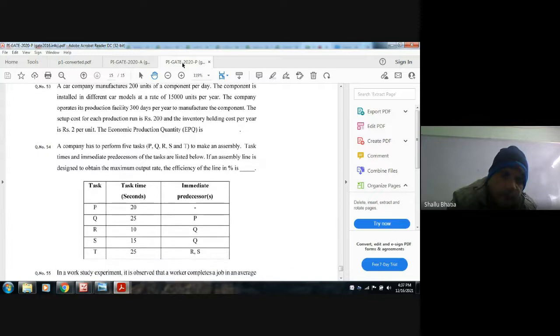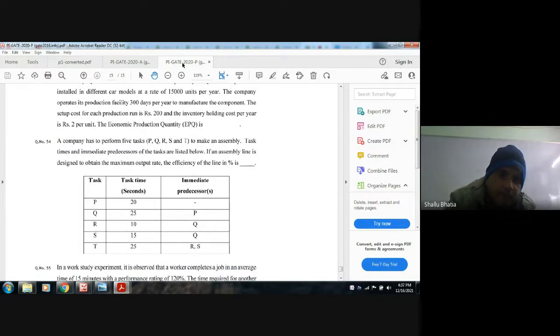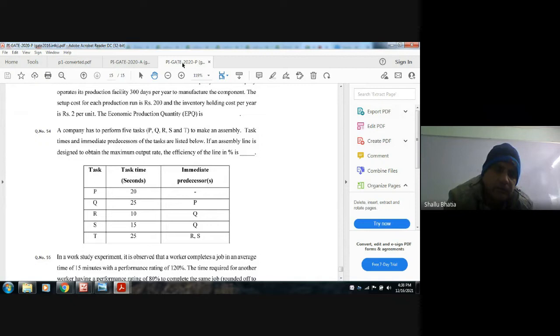Next, the company has to perform 5 tasks P, Q, R, S, and T to make an assembly. The task times and immediate predecessors of the tasks are listed below. If an assembly line is designed to obtain the maximum output rate, the efficiency of the line in percent is... So to calculate the efficiency of the line, we have to draw the project diagram. Okay, so this is the project diagram.